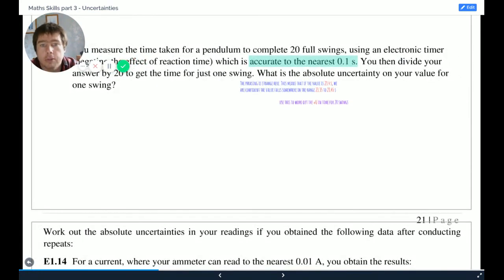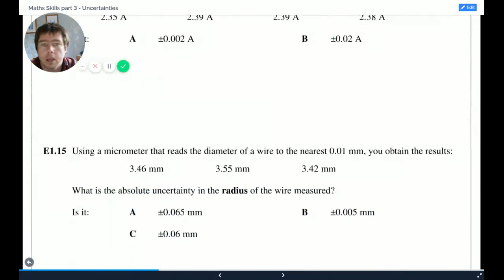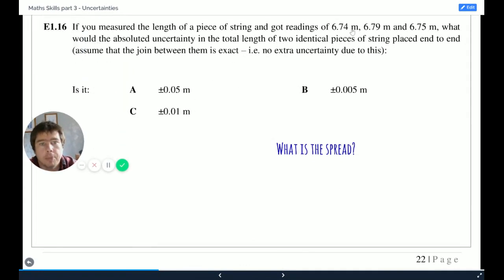And then that will follow through. If you ever see something saying it's accurate to the nearest, you need to be really careful about your significant figures. The rest of these are relatively straightforward. For this bottom one, you're given some repeat measurements, and you're also asked what happens when you add bits of string end on end. So you want to think about what the spread of your data is for the uncertainty, and when you've got two pieces of string, the uncertainty of the total length is the sum of those two uncertainties.